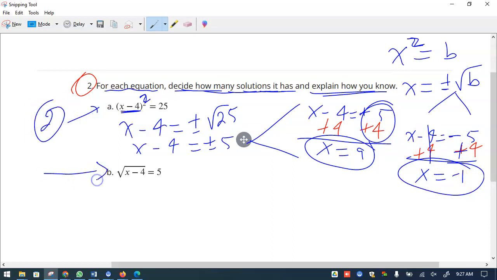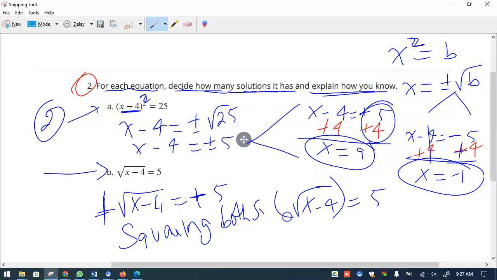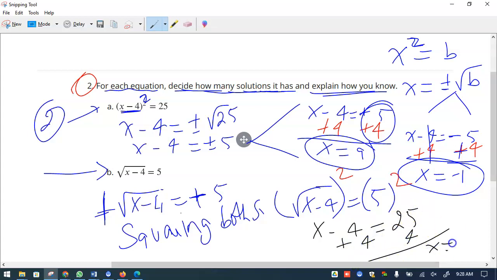If you see the second case, the left side is plus and the right side is plus. Because there's only a plus sign, there will be only one solution. So squaring both sides, the left side will be just x minus 4, and the right side will be 25, and you get x equals 29, and you're done.